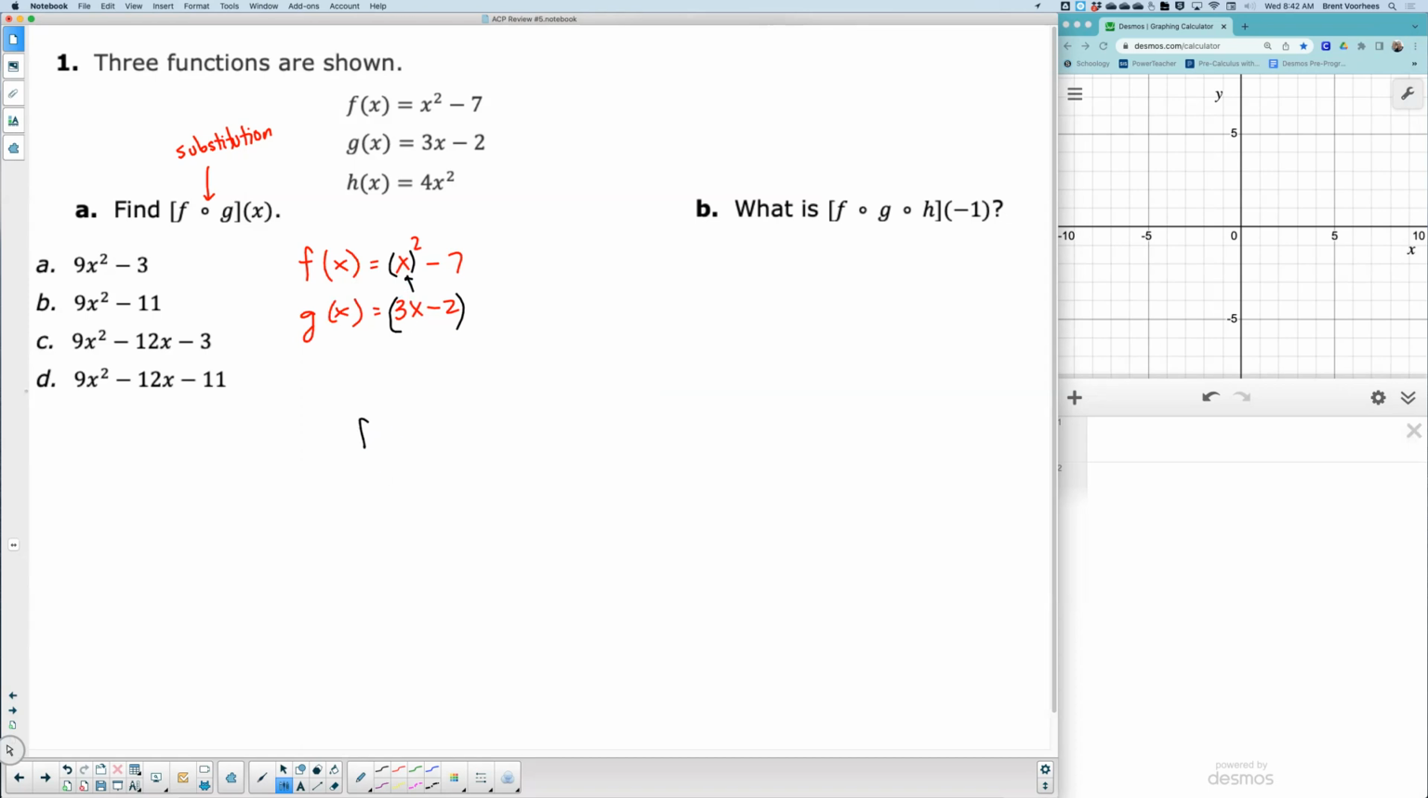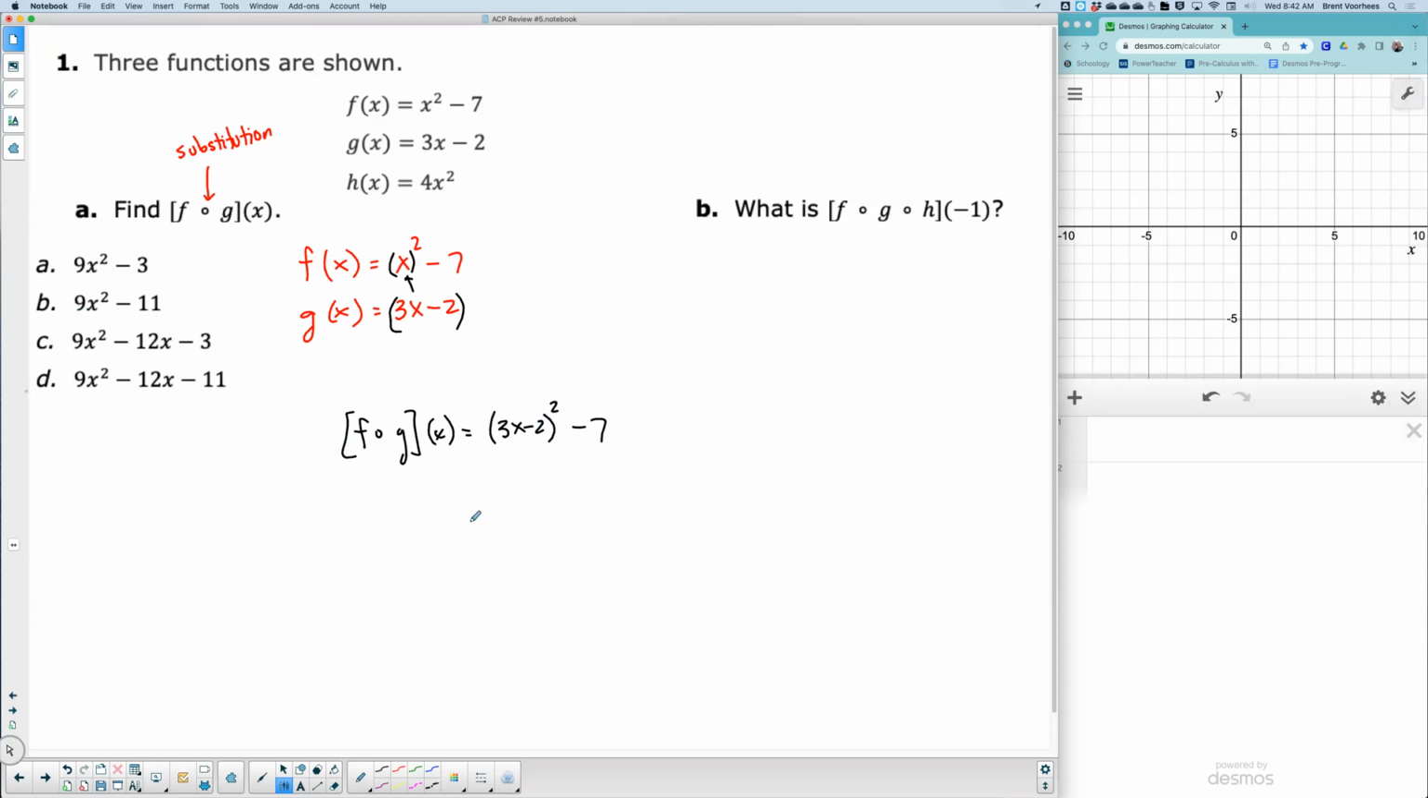So my f of g would be represented by the equation. Instead of x squared, this parenthesis becomes a 3x minus 2, squared minus 7. Now, as I'm looking at the answer choices, none of them are written in that form. That's a vertex form. So I better distribute this math to come up with an algebraic answer here.